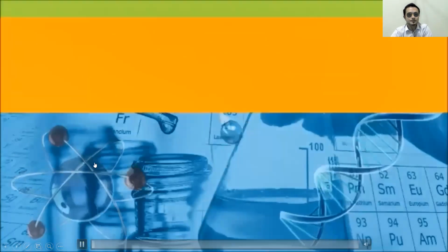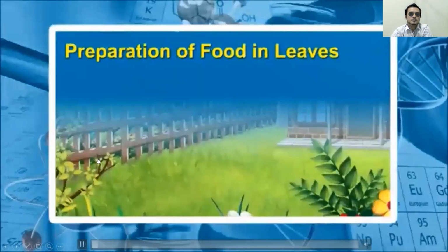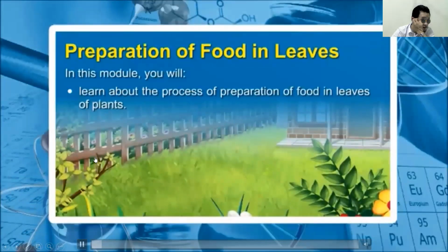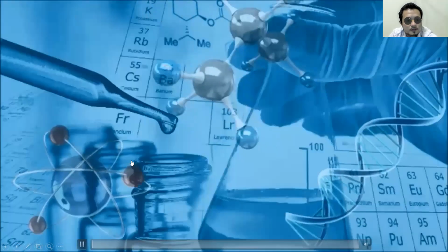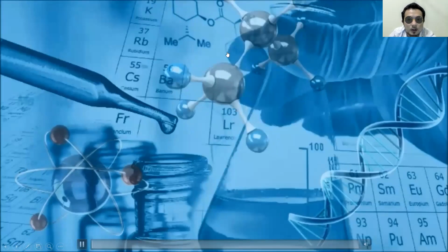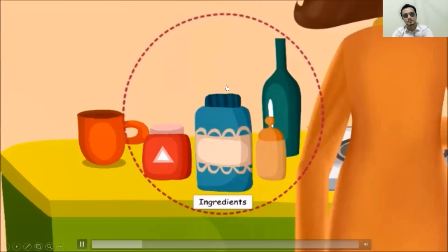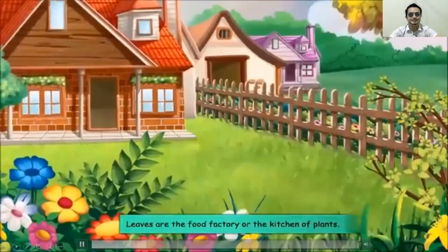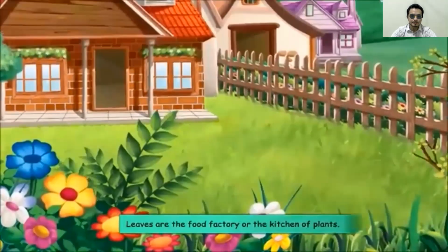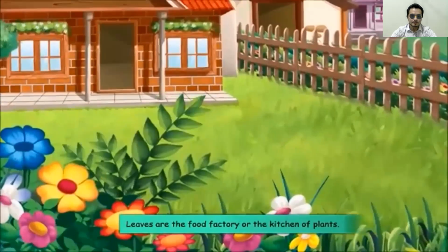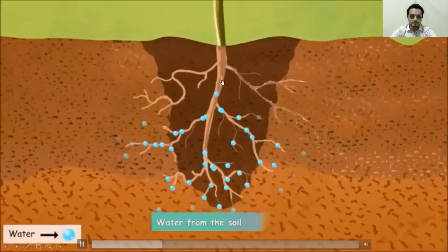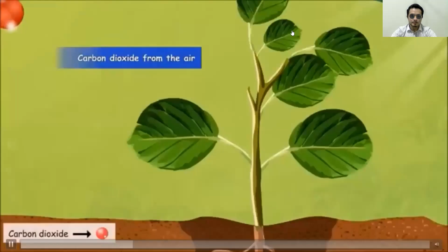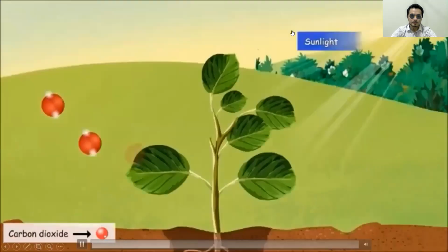Watch this one. Preparation of food in leaves. In this module, you will learn about the process of preparation of food in the leaves of plants. No. Ingredients. In the same way, leaves that are the food factory or the kitchen of a plant need different ingredients for making its food. These ingredients include water from the soil, carbon dioxide from the air, and sunlight.